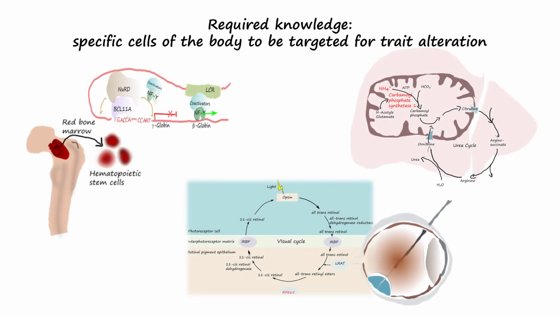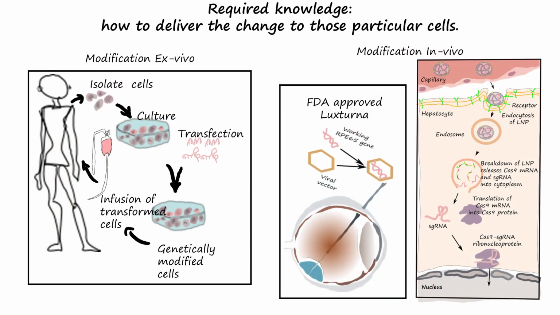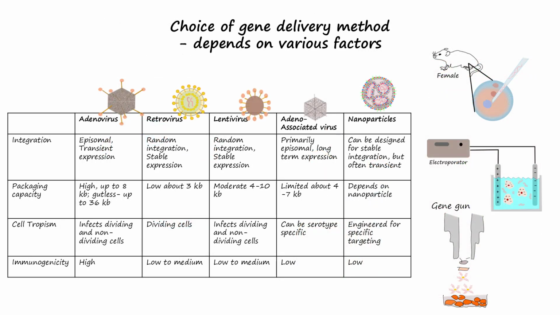Scientists also contend with problems such as identifying the specific cells of the body to be targeted for trait alteration and how to deliver the change to those particular cells. For instance, to treat a blood disorder like sickle cell anemia, blood stem cells could be targeted in an ex-vivo setting. To address a vision problem, specific cells in the eyes may need to be targeted in vivo. Delivery methods include gene gun, injection, viral vectors, and lipid nanoparticles.